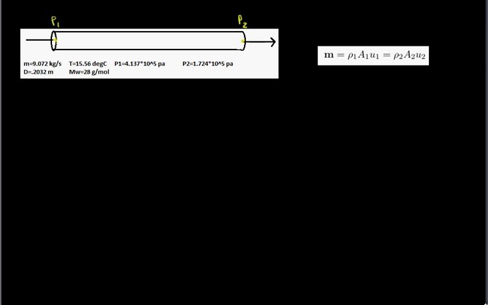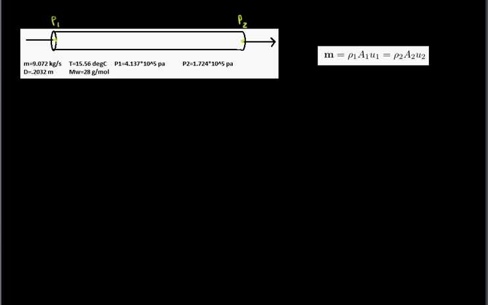Hello! So today I'm going to be doing some conservation problems. We're just going to be looking at conservation problems as it relates to fluid flow through a pipe. We're also going to do a siphon problem and then finish up with a Pitot tube problem.